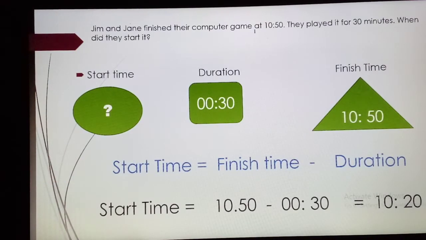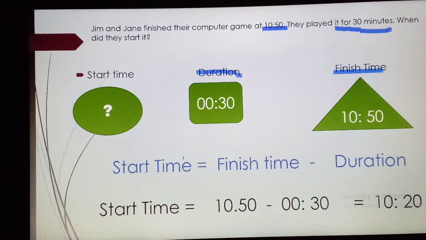Let's see again. Finish time is given, that is 10:50. And they played it for 30 minutes, which means the duration is 30 minutes. So now we know the finish time, we know the duration, and they are asking for the start time.